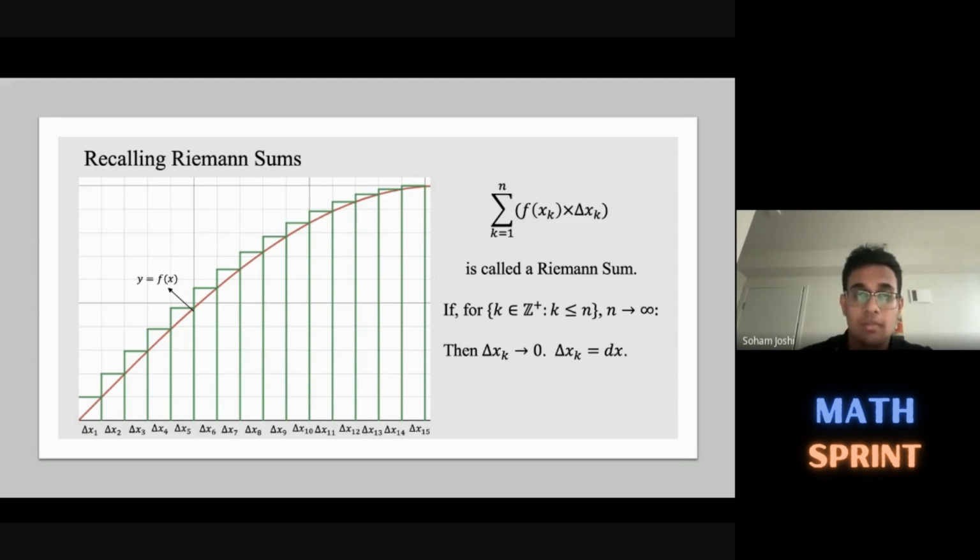So remember how when we increase the number of rectangular strips, the width of each rectangular strip, that is delta xk, becomes smaller and smaller and approaches 0. So this causes our approximation for the area to become more and more accurate. When delta xk approaches 0, it becomes infinitesimally small in value. So we can say that delta xk is equal to dx. And remember, dx represents an infinitesimally small change in x.